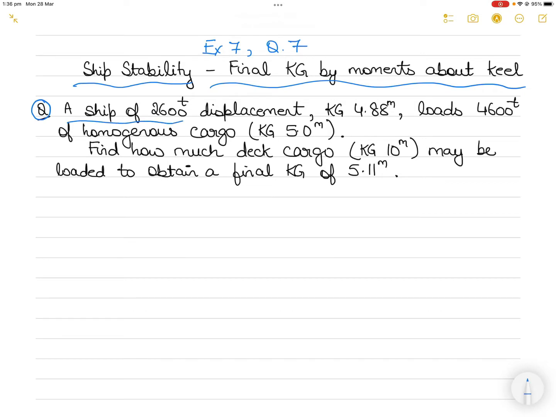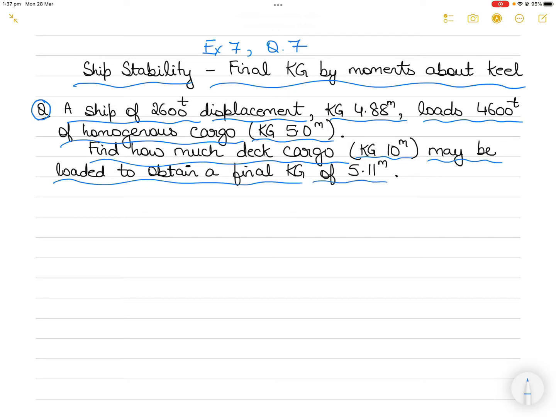There is a ship of 2,600 tons displacement, KG 4.88 meters, which is going to be loading 4,600 tons of homogeneous cargo, KG 5 meters. You have to find out how much deck cargo, which is to be loaded at KG 10 meters, may be loaded to obtain a final KG of 5.11 meters.